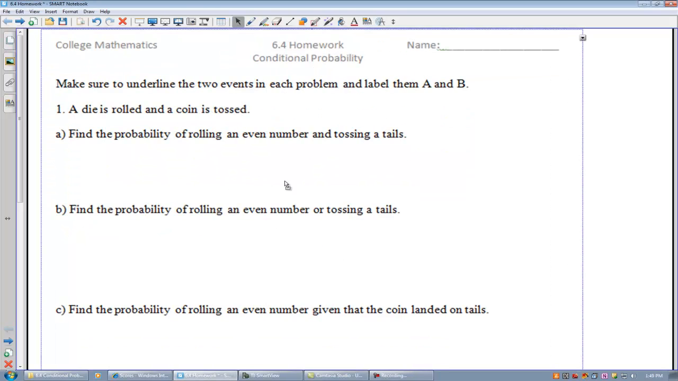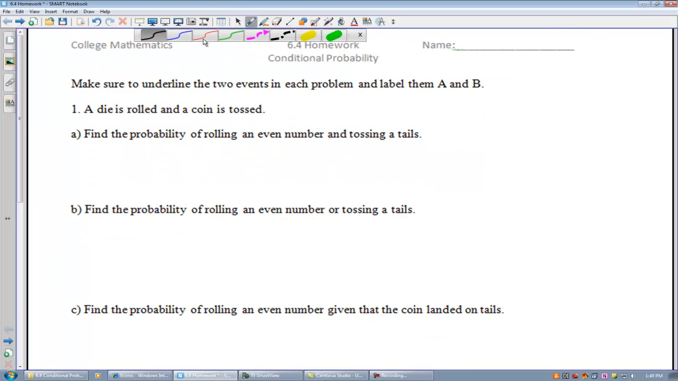And so what we want to do here is underline event A. So find the probability of rolling an even number. Right. So here's an even number. That's event A. And means intersection. Tossing a tails. So tossing a tails is event B. So this is saying find the probability of A intersect B. Because we know these two events are independent, we can use the formula P of A times P of B.